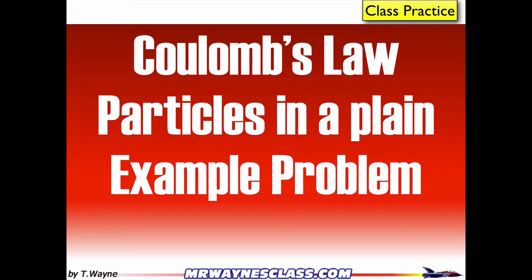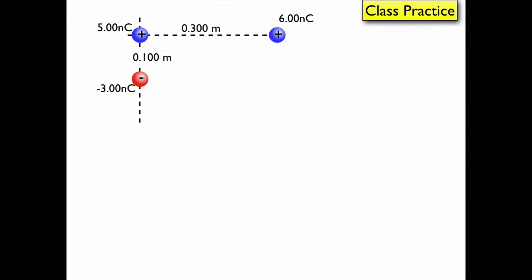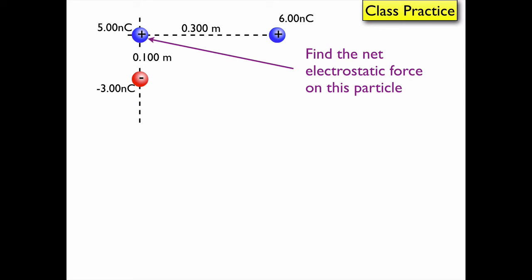This is a video example of how to use Coulomb's law to find the net force for particles in a plane. Here's the problem. I've got a 5 nanocoulomb particle, a 6 nanocoulomb particle, and a negative 3 nanocoulomb particle. And I want to find the net electrostatic force on the corner particle, that's the 5 nanocoulomb particle.